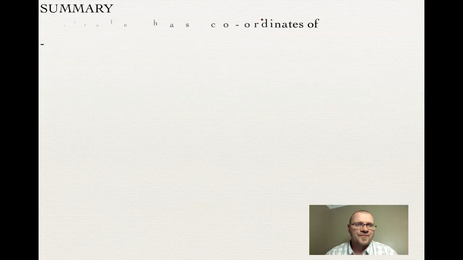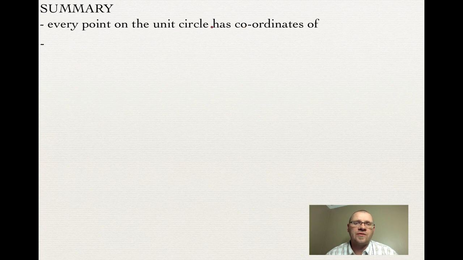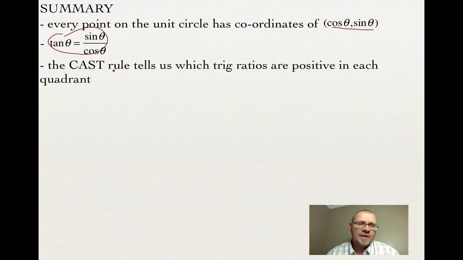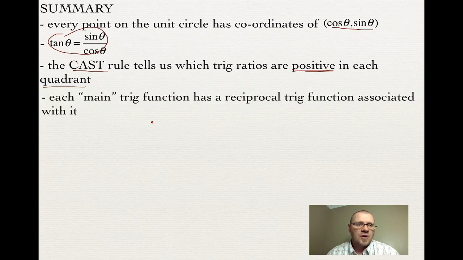It is a distance between the origin and this point, so that your hypotenuse is always positive. So in summary, we know that every point on the unit circle has coordinates of cos theta, comma sine theta. That's a big important point. Second, we also know that tan is now equal to sine theta over cos theta. We know that the cast rule, which is important, tells us which trig ratios are positive in each quadrant. We know that each main trig function has a reciprocal function associated with it.